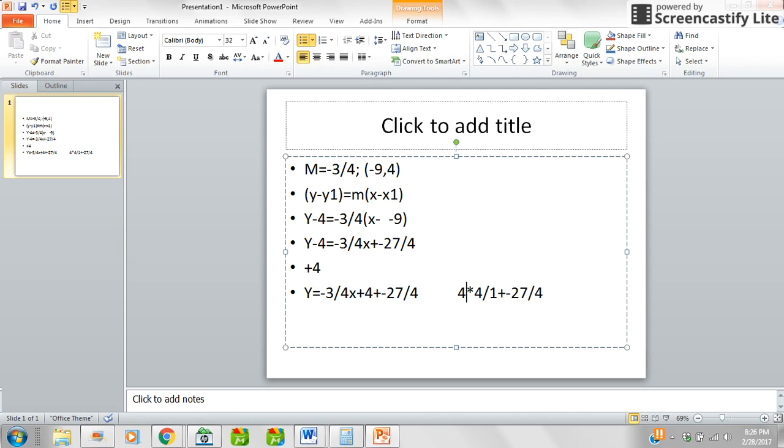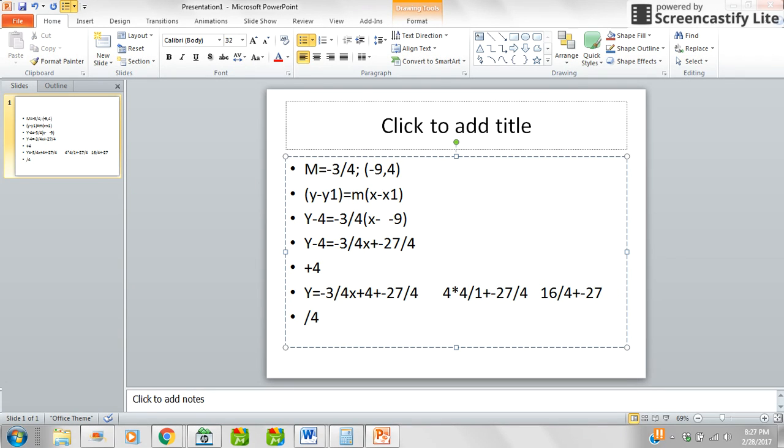So now my new problem is 4 times 4 is 16 over 4 times 1 is 4 plus a -27 over 4. Let me scoot this down so it all fits on one line. So this is my new real problem. And so when I take 16 plus a -27, that's where I get the 11. -27 plus 16 gives us 11.